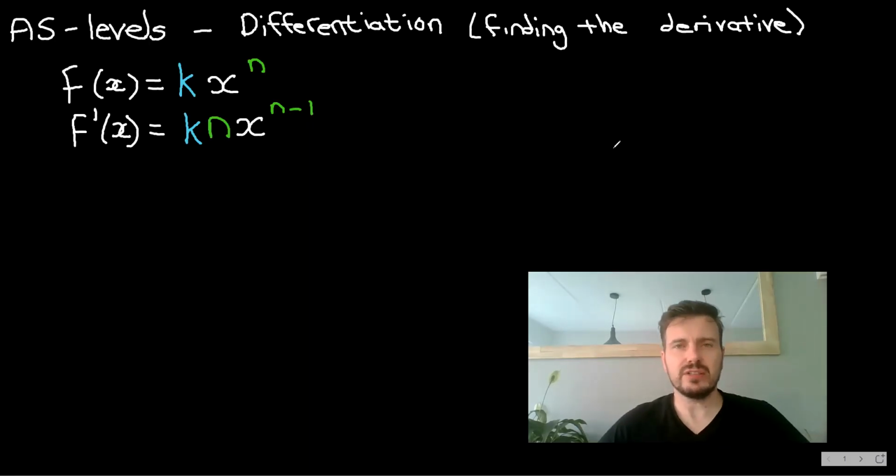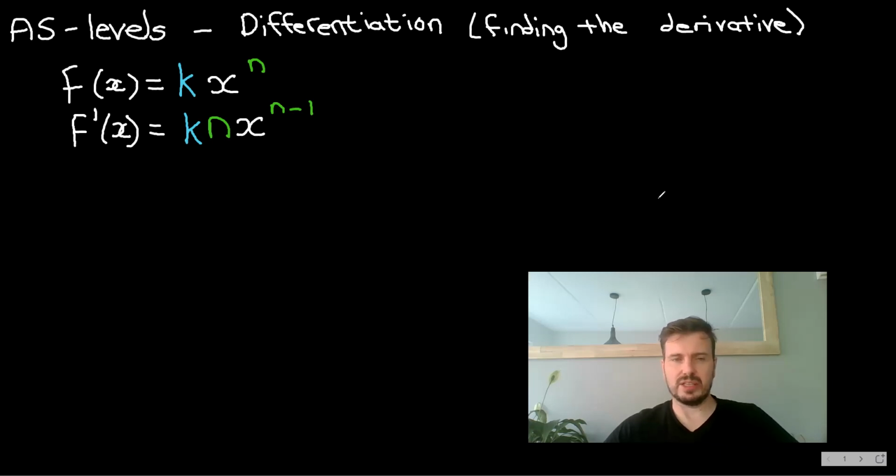Okay, so let's look at the derivative for your AS levels, differentiation. Just a note, differentiation and finding the derivative, that just means the same thing. So if you're asked to find the derivative, or to differentiate, it just means you need to find the slope.